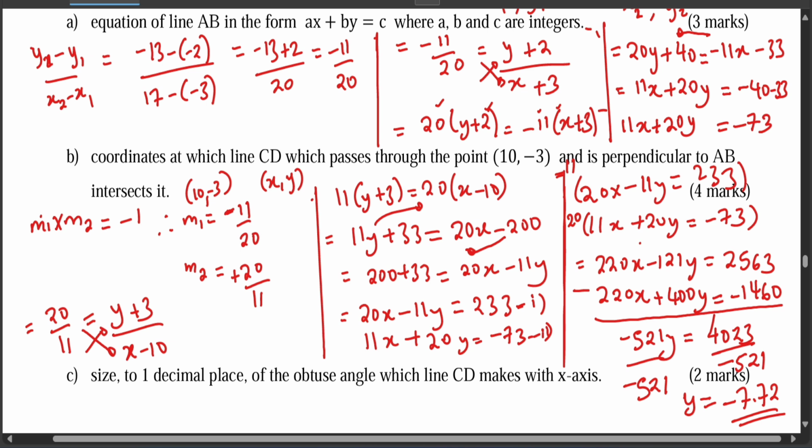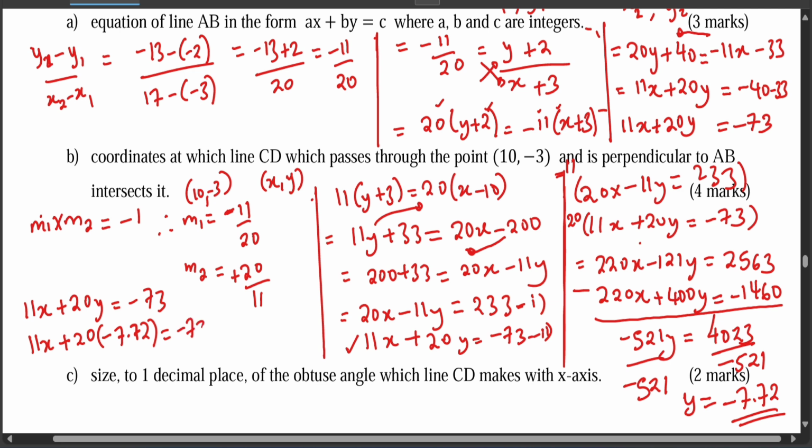Now we still need our x. Now we can take any of the equations. Let's take the first one for AB: 11x plus 20y is equal to negative 73. So where there is y, we replace it with negative 7.72. So 11x plus 20 times negative 7.72, which is equal to negative 73.